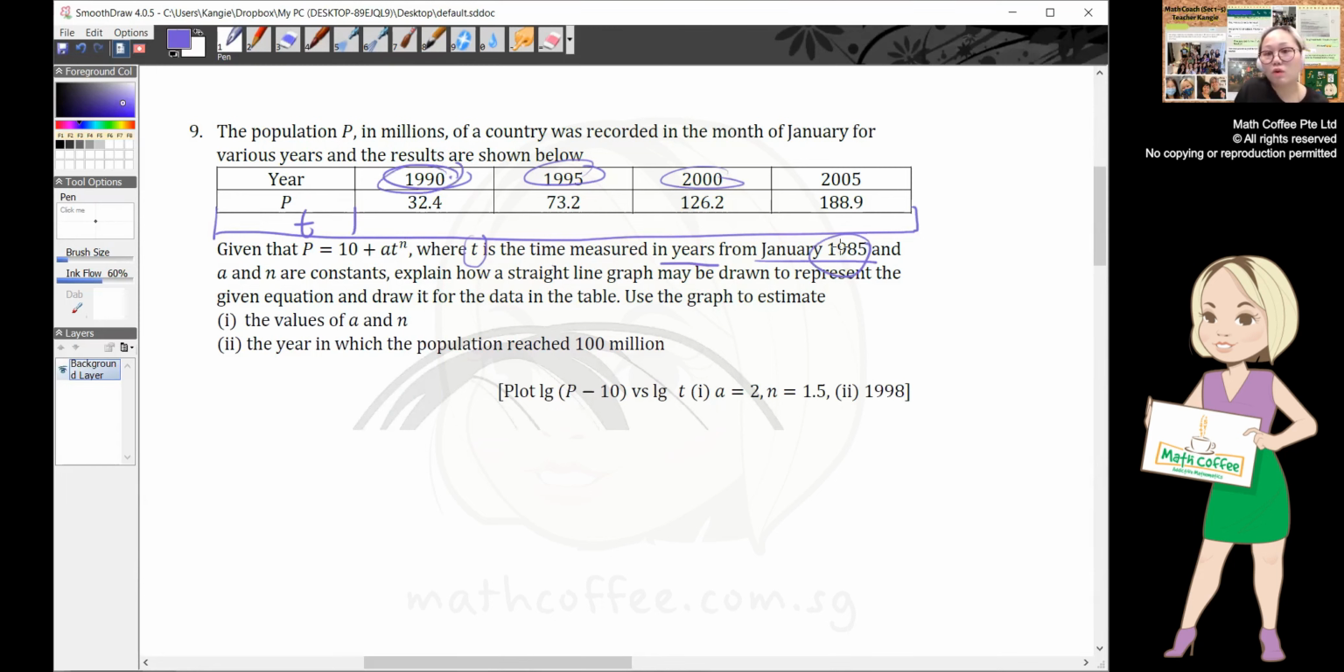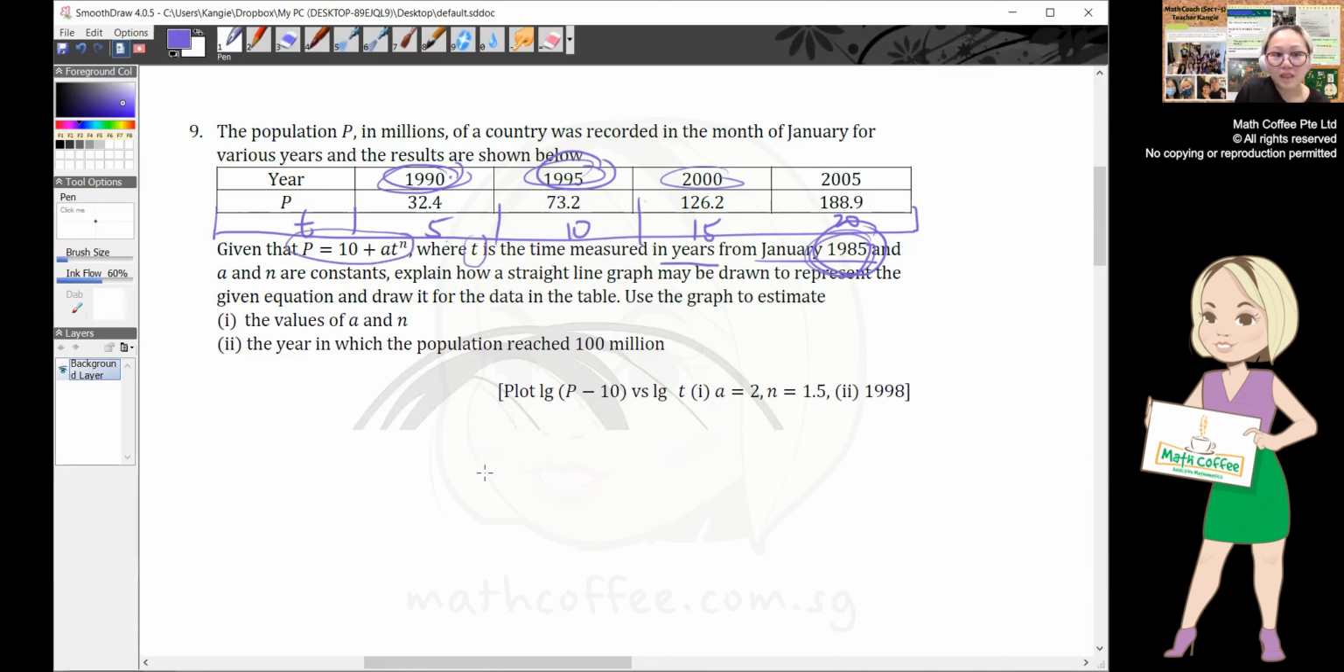So 1990 minus 1985 is 5. 1995 minus 1985 is 10, then 15, and I'm going to guess it's 20. Yes, 20. So in the end, my T is 5, 10, 15, and 20. So the year is actually redundant. You're not going to draw it on the graph. You're supposed to do P and T.